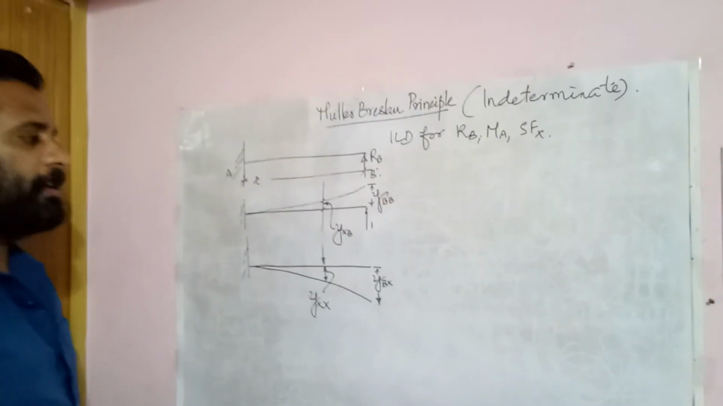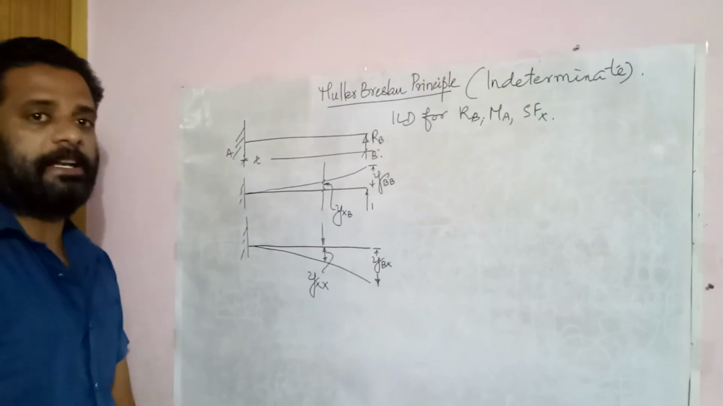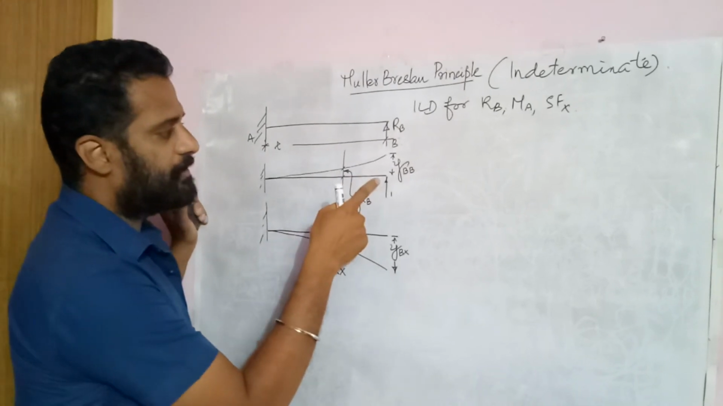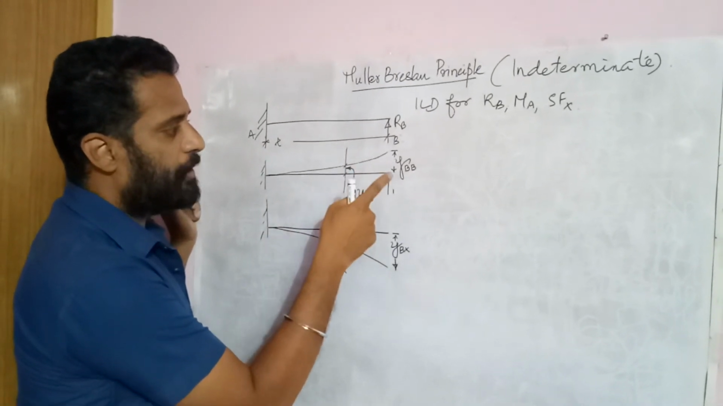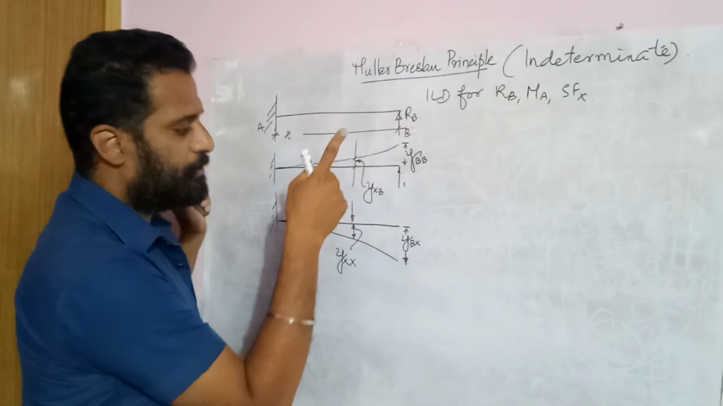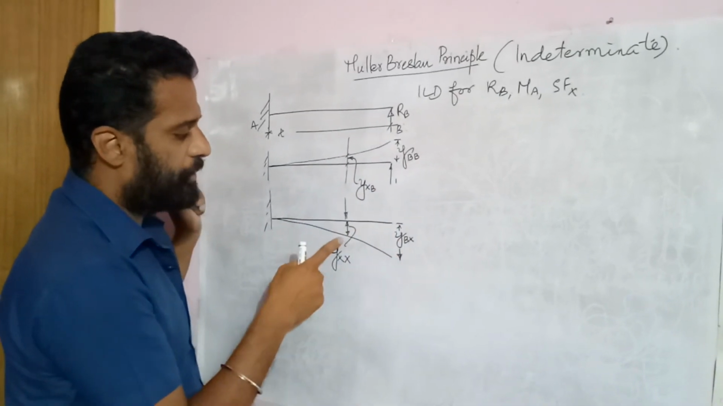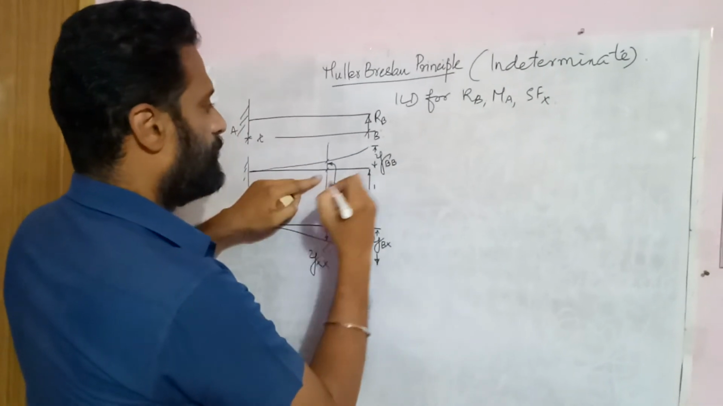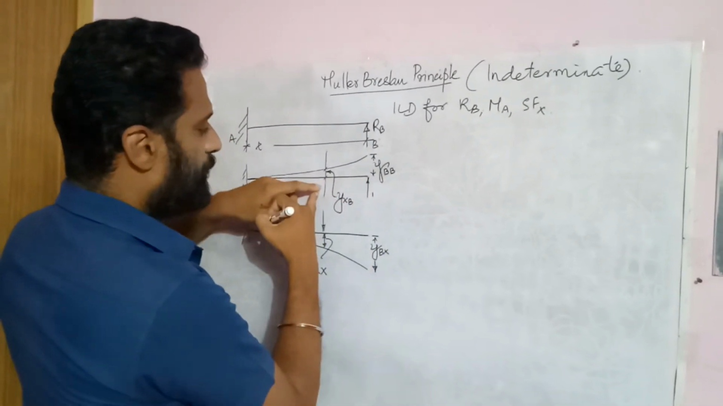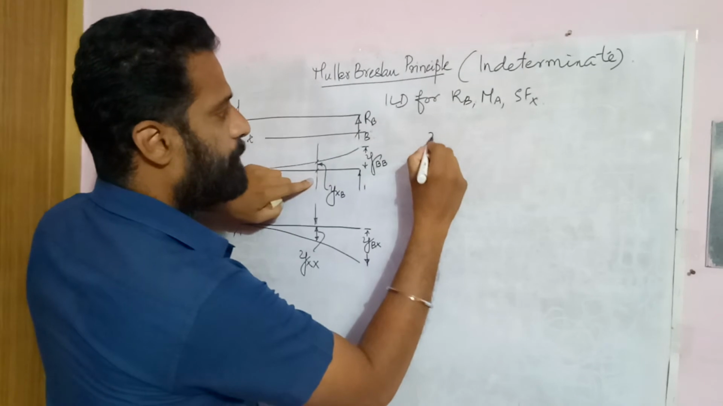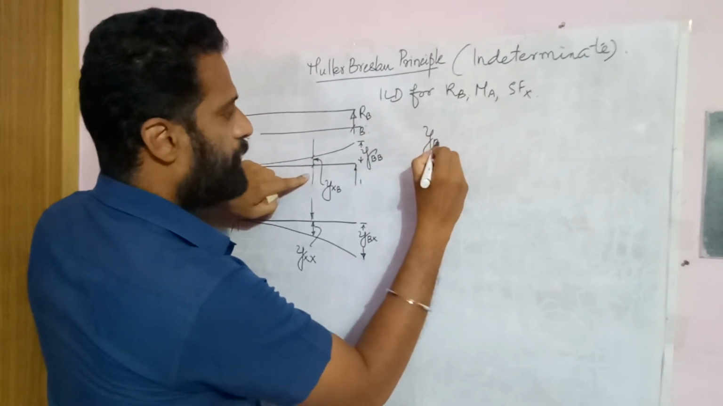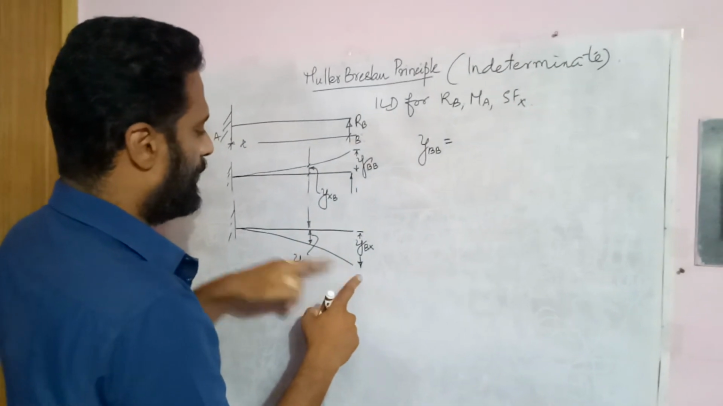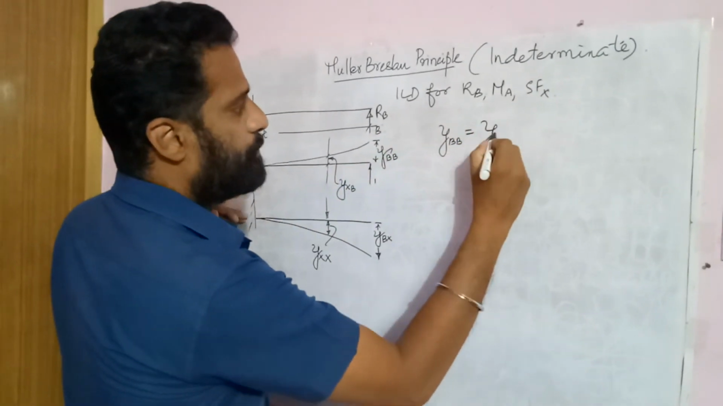Now we will go for Maxwell's Betti reciprocal theorem, which says that the deflection at the first point due to the load at the second point will be equal to the deflection at the second point due to the load at the first point. So YBX will equal YXB.